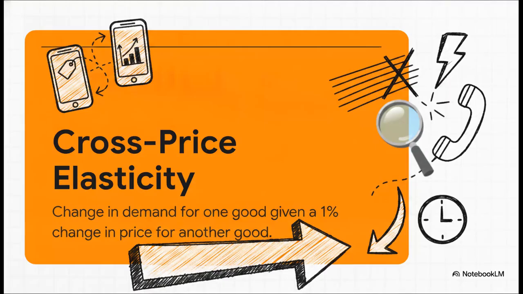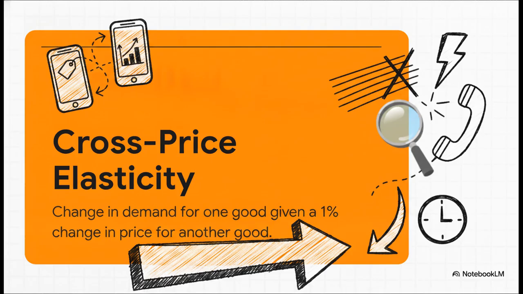Mind-blowing, right? This brings us to a term that, honestly, sounds like pure business school jargon, but it is deeply, deeply practical: cross-price elasticity. Now, don't let the term scare you. All this means is measuring the percentage change in demand for one good when there's a 1% change in the price of another good. That's it.